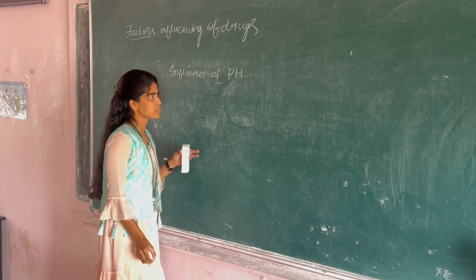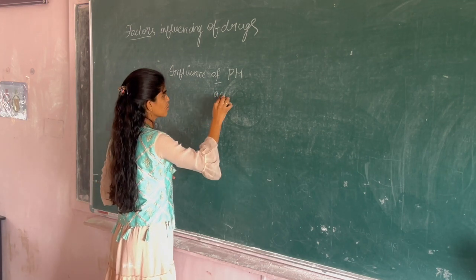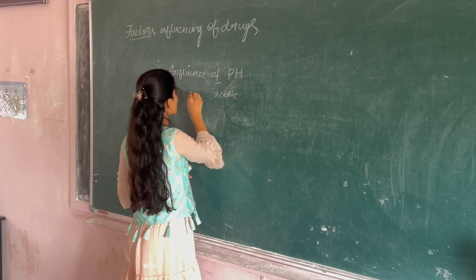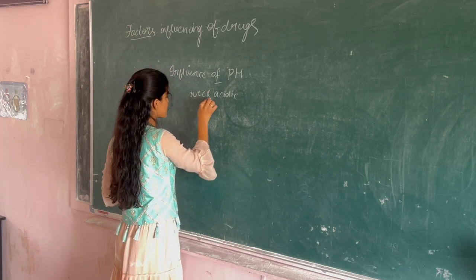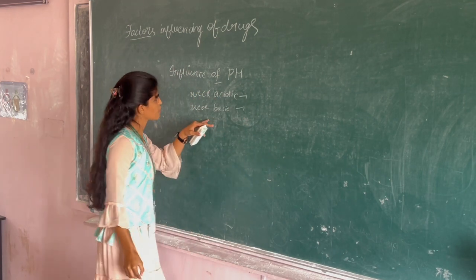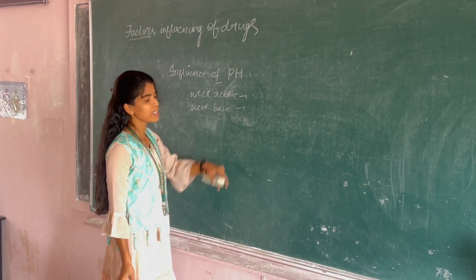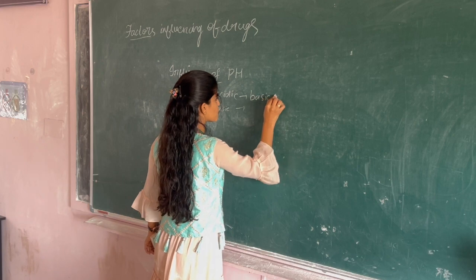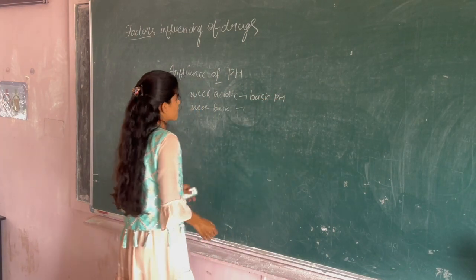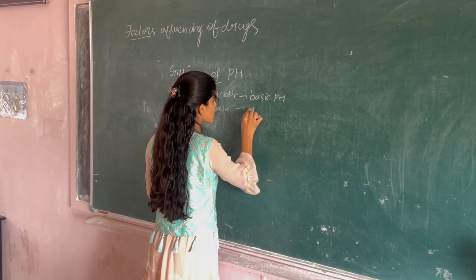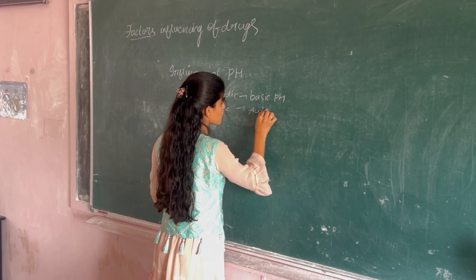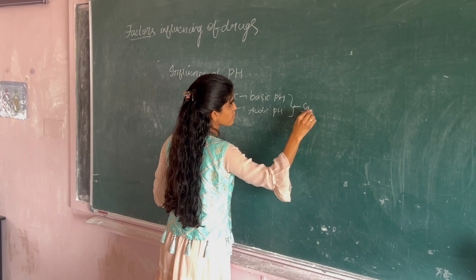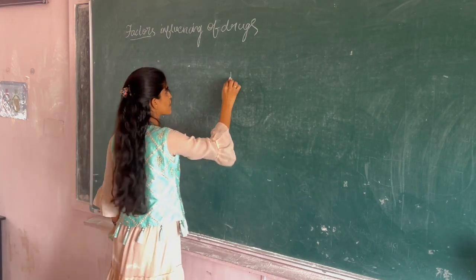Influence of the pH. There are acidic and basic drugs, weak acids and weak bases. Weak acids are soluble in a basic pH, and weak bases are soluble in an acidic pH. Both forms are salts.